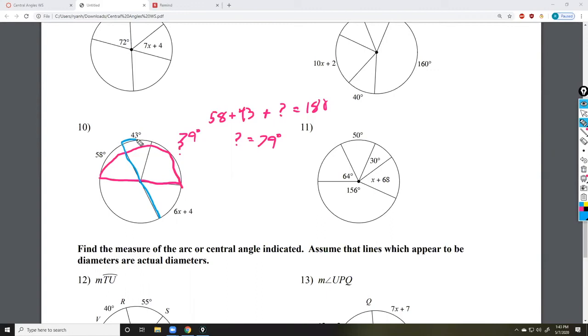So I've got a 43, and I've got a 79, and I've got a 6x plus 4. And this is another diameter that also works my way halfway around the circle, 43 and 79. And this 6x plus 4. And now we have an equation for the x that we're actually trying to solve for. So you can still do it with diameters. It's just different ways to get there.